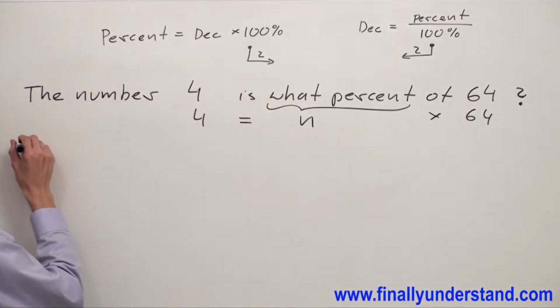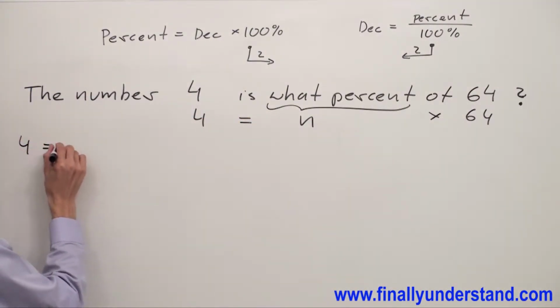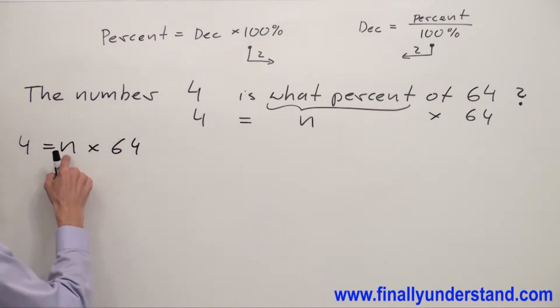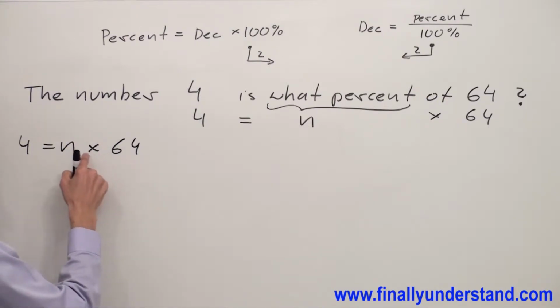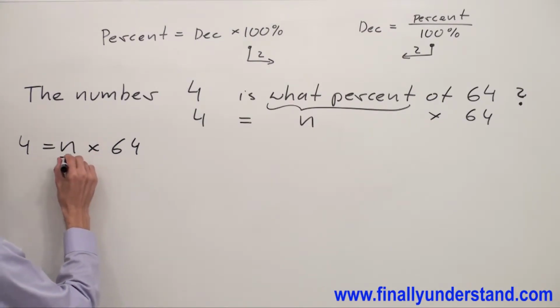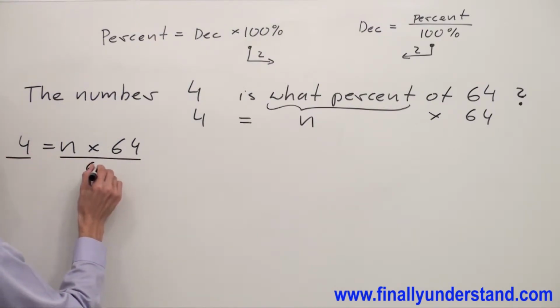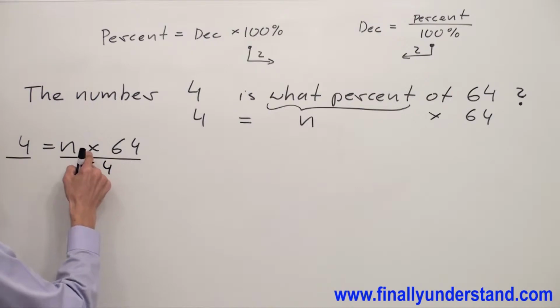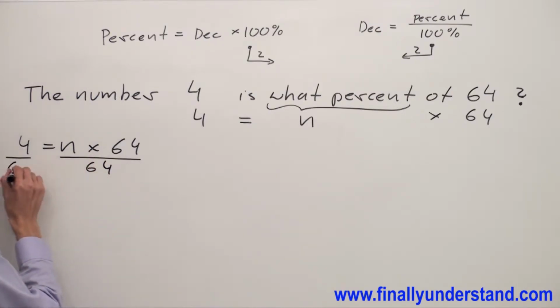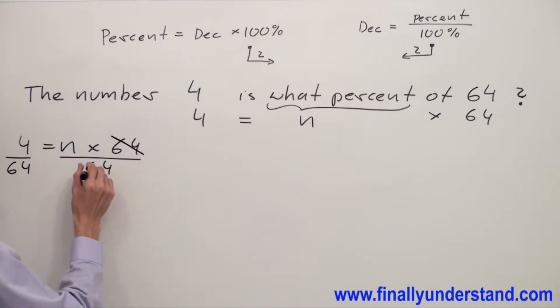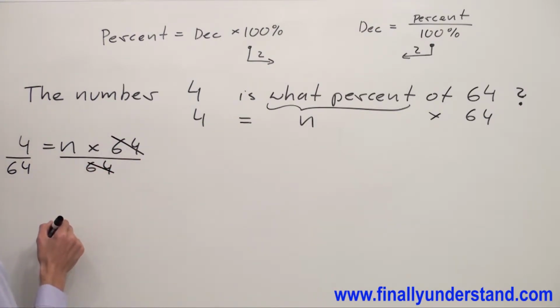Okay, let me write this equation one more time. So I have 4 is equal to n times 64. I'm looking for n. In order to eliminate 64 from n, I have to divide both sides of the equation by whatever is next to n, by 64. Remember, I can do this only for multiplication. So I have 64, 64 and 64 will cancel out.